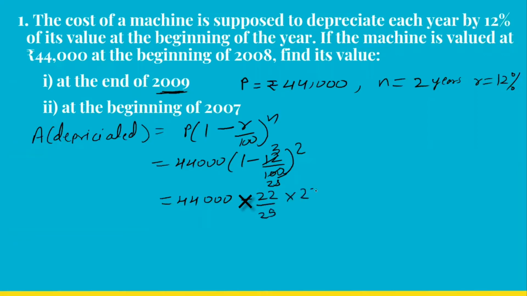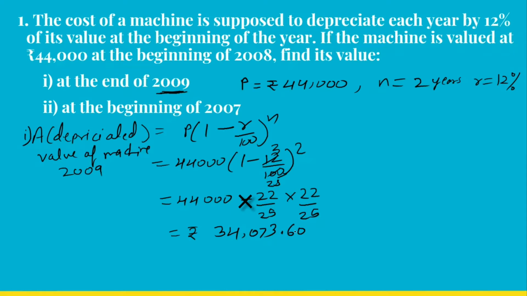So we'll multiply it twice, 22 upon 25. Let us simplify this, and on simplifying we find the value as 34,073 rupees 60 paise. You can simplify it yourself. Since we have less time and we have to solve all questions, I'm telling you the final answer after calculating. So we have now completed the first part. The value of the machine at the end of 2009 is going to be 34,073 rupees and 60 paise.